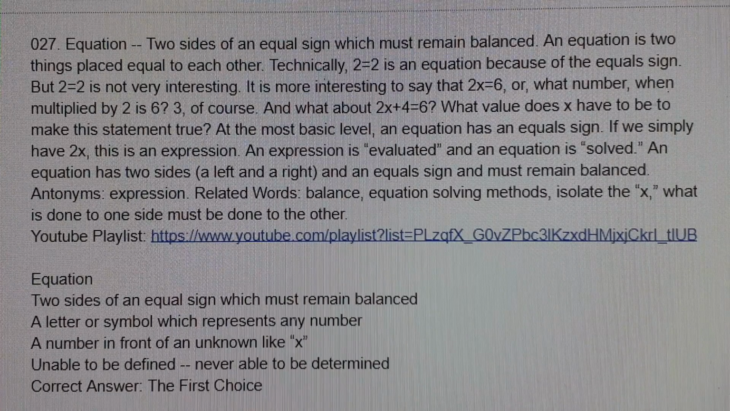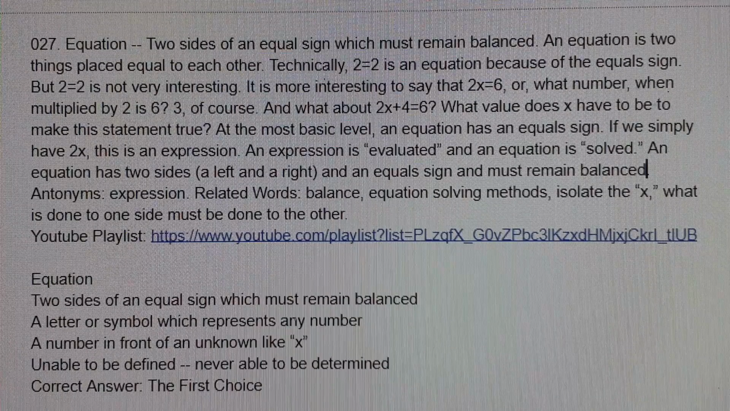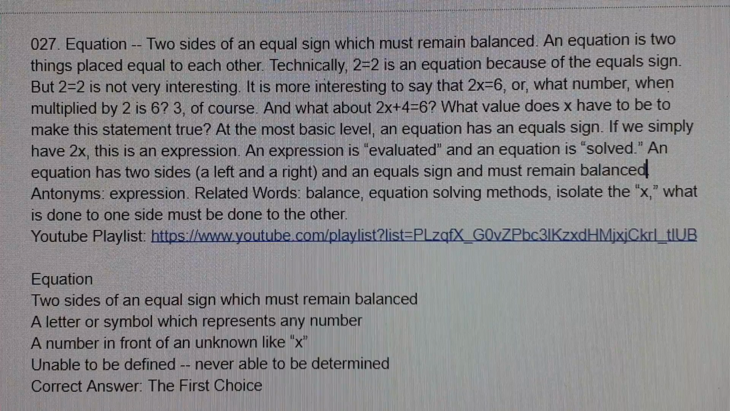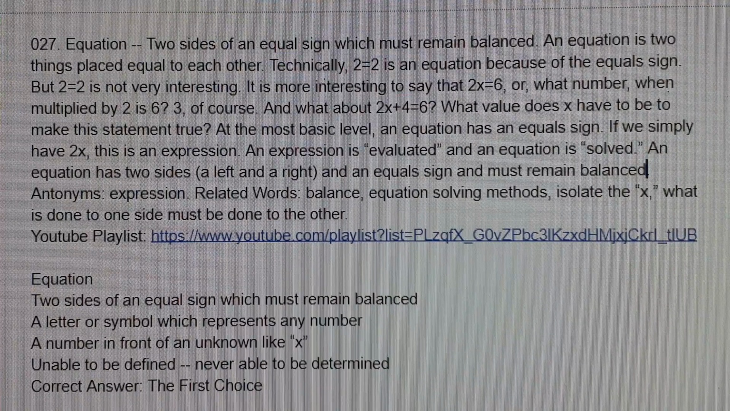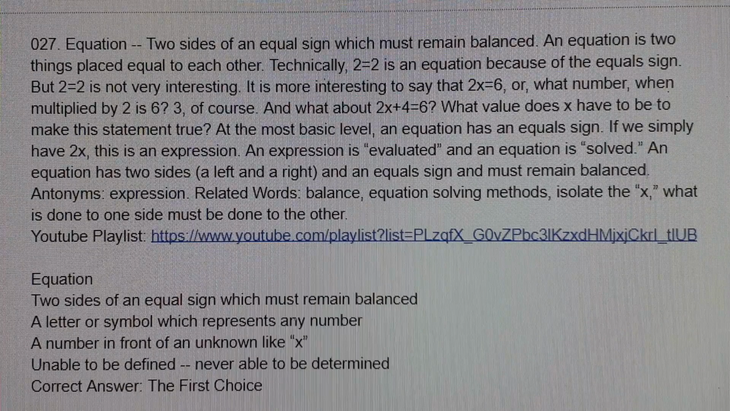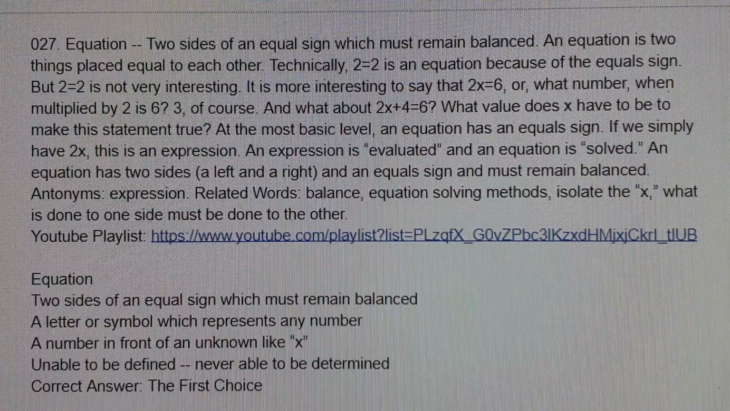If we simply have 2x, this is an expression. An expression is "evaluated," and an equation is "solved." An equation has two sides (a left and a right) and an equal sign, and must remain balanced.